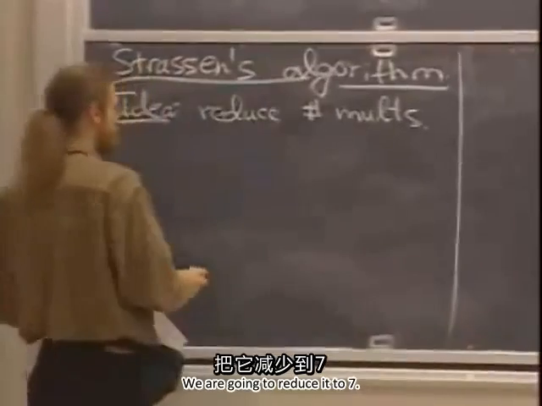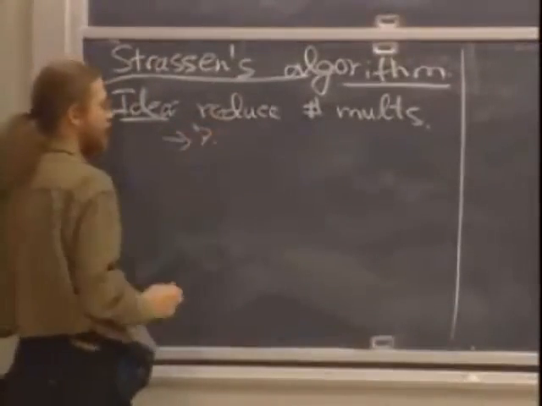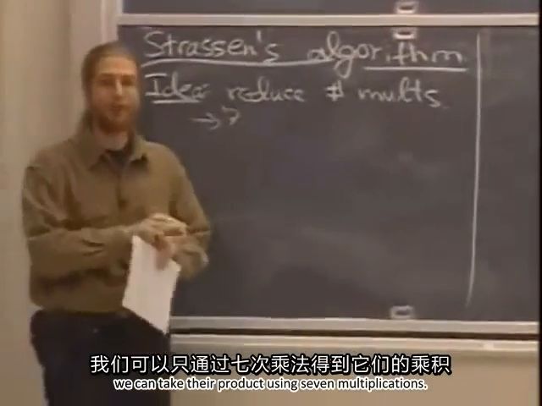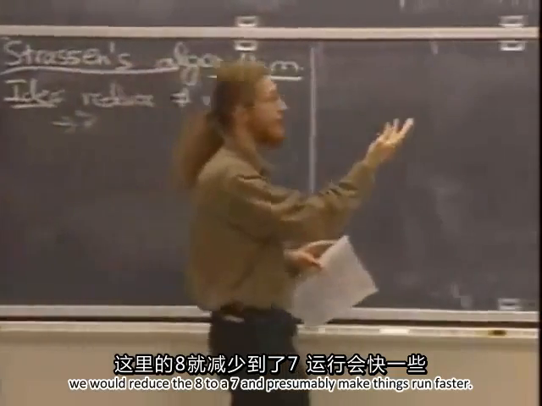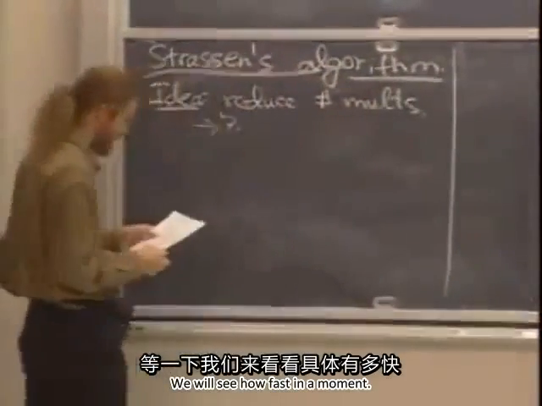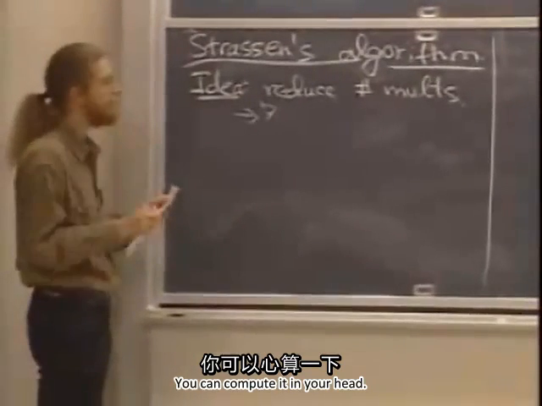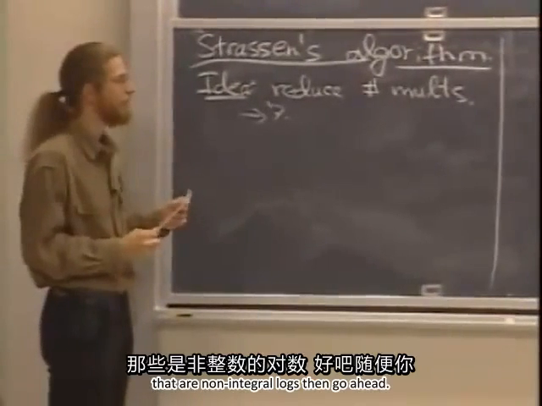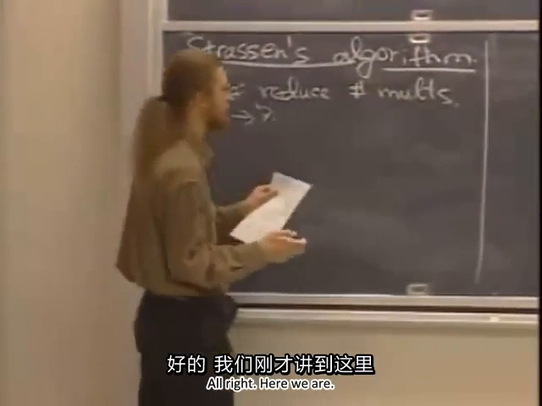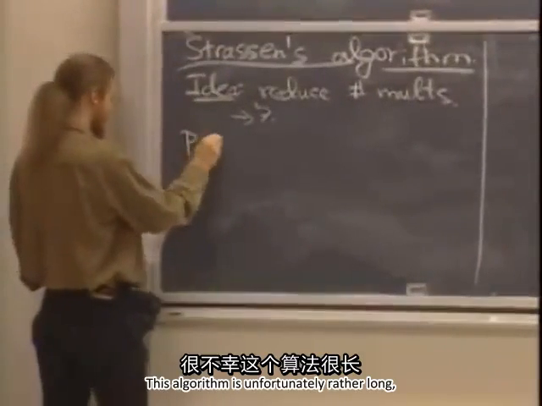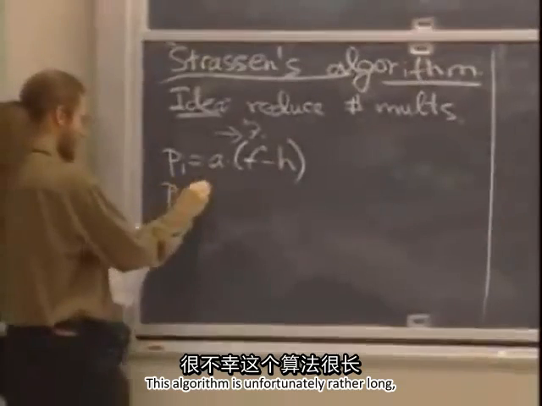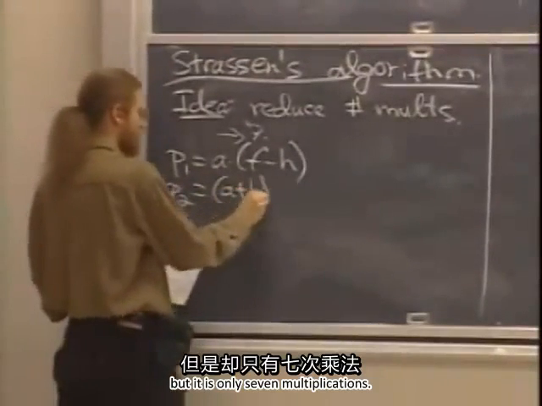We're going to reduce it to 7. The claim is that if we have 2 2x2 matrices, we can take their product using 7 multiplications. If that were true, we'd reduce the 8 to a 7 and presumably make things run faster. Okay, we'll see how fast in a moment. You can compute it in your head if you are bored and like computing the non-integral logs. Then go ahead. All right, so here we are, P1. So this algorithm is unfortunately rather long. But it's only 7 multiplications.